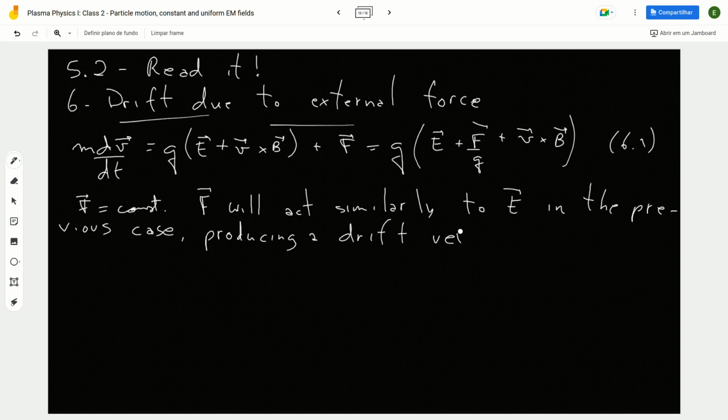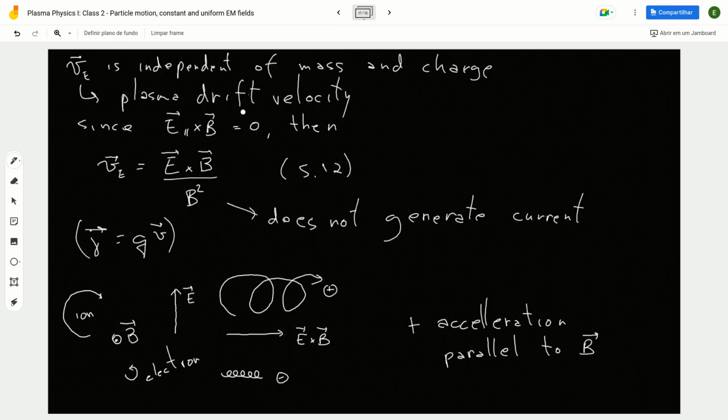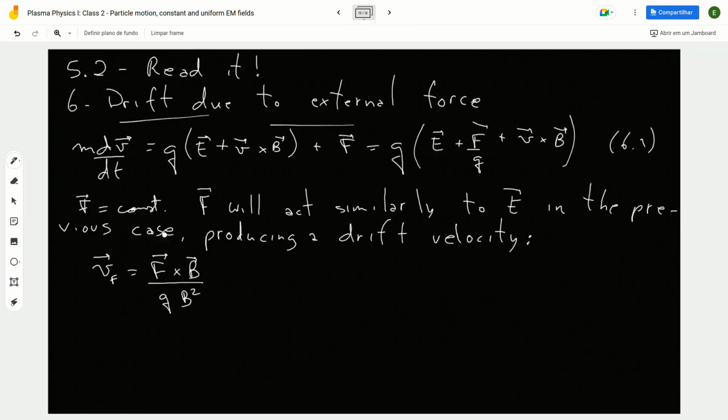The drift velocity. Let's call this drift velocity Vf. So it's a drift due to F this time. So Q B square. This is in place of, let's see, what this one, right? But now there is this Q. It depends on the charge, because in this term I do have a charge in the denominator. So I didn't have it here, but now I do. So this drift velocity depends on Q.